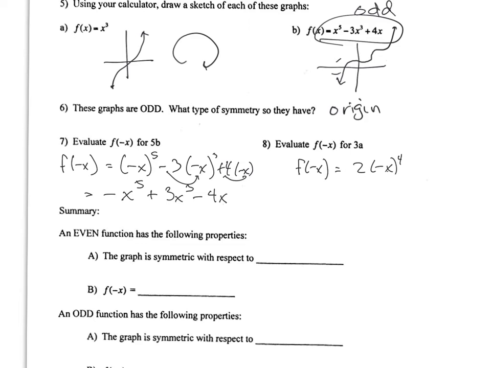And then we're going to have plus negative x quantity squared. So if you're asked to show it algebraically, this is what you do. So this is going to be 2x to the 4th plus x squared. They both end up being positive.